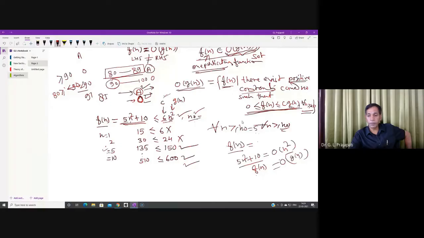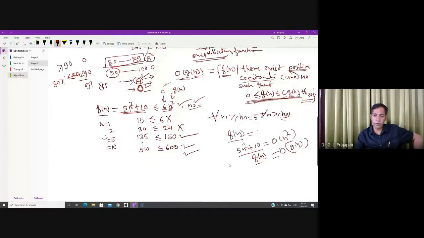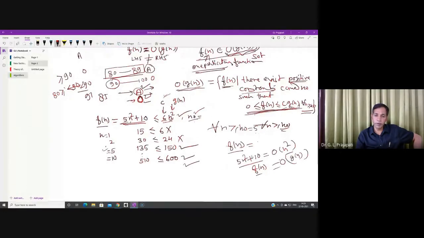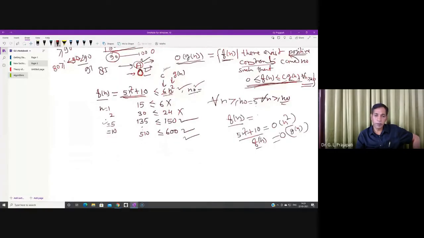So you say that f of n is big O of g of n. Why is it so? Because you come to know this kind of relationship. So this is the way you can determine. You just need to determine some constant c, and for that you have some value of n0. That's all.